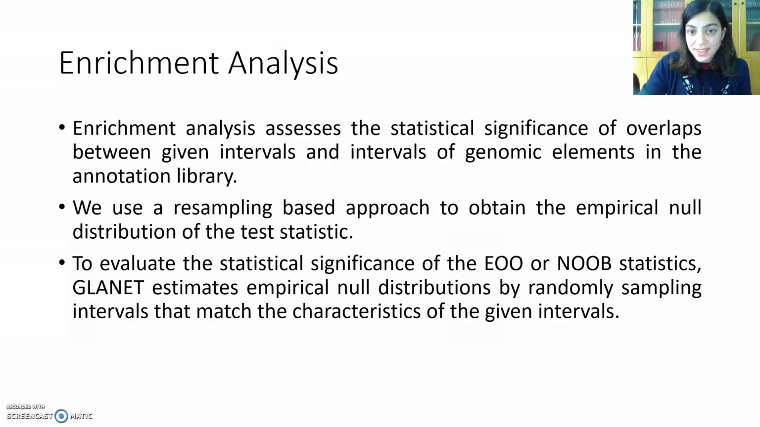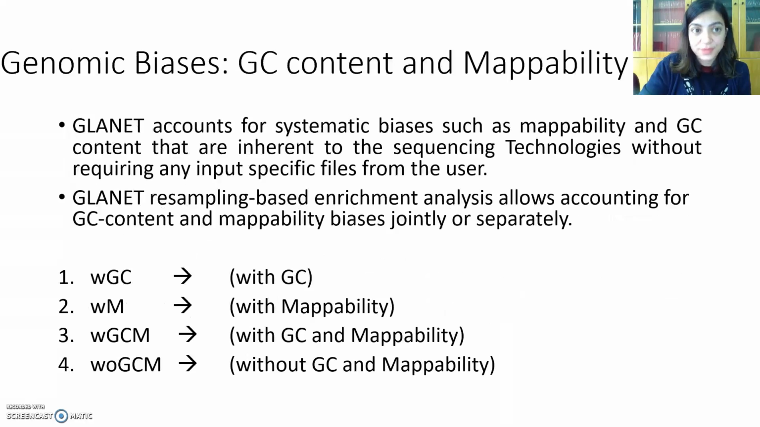Enrichment analysis assesses the statistical significance of overlaps between given intervals and intervals of genomic elements in the annotation library. We use a resampling-based approach to obtain the empirical null distribution of the test statistic, and to evaluate the statistical significance of this test statistic, GLANET estimates empirical null distributions by randomly sampling intervals that match the characteristic of the given intervals. By default, we match the length and chromosome of the given intervals.